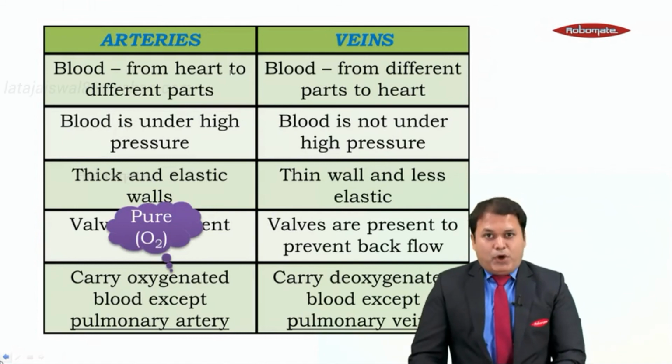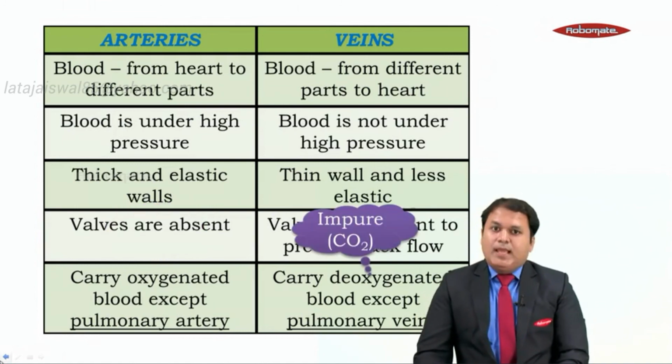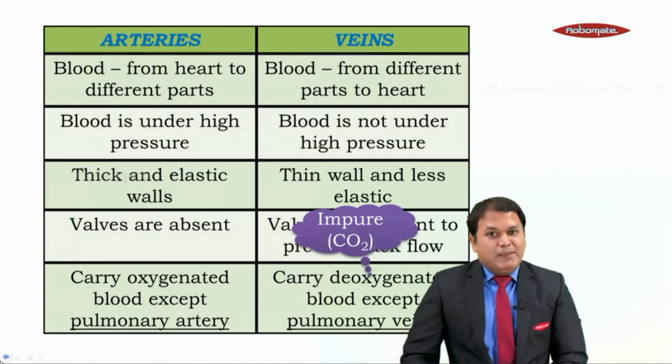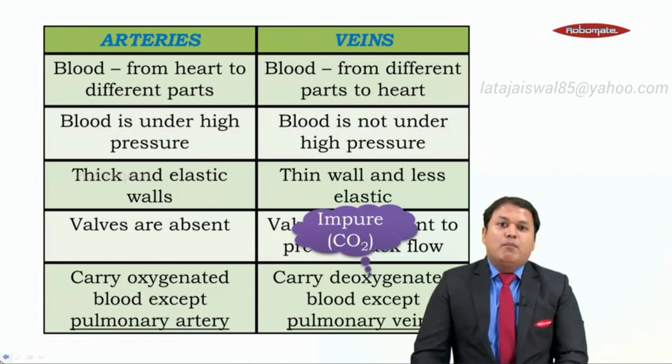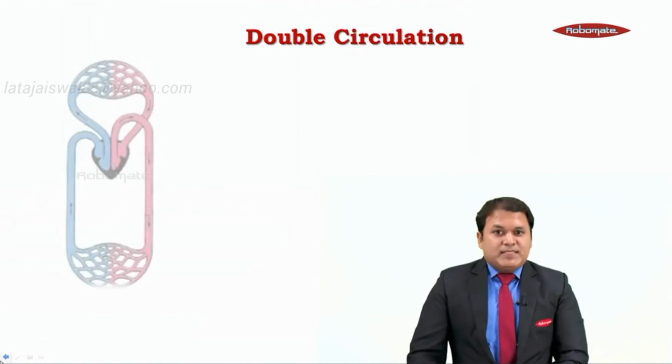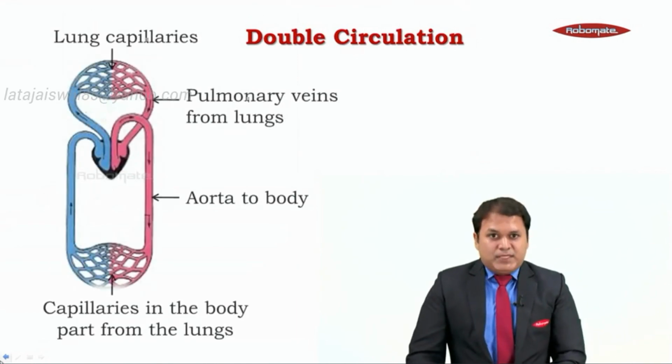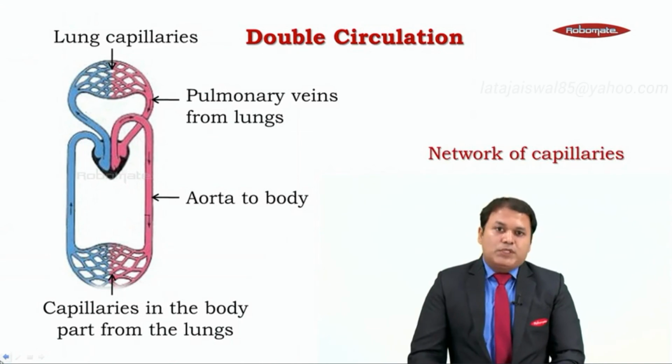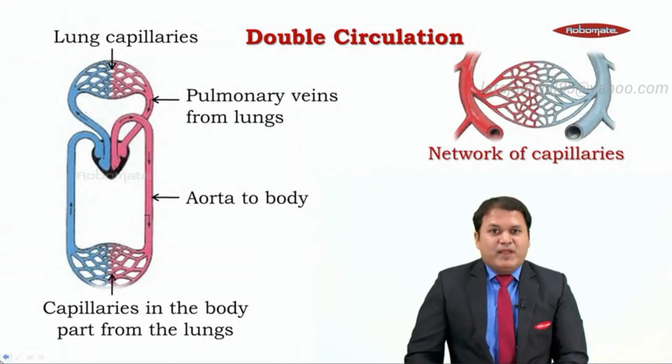Oxygenated blood meaning pure blood which contains oxygen, and deoxygenated blood meaning impure blood, that is the blood containing more of carbon dioxide. Now students, these are the diagrams for double circulation of blood and also the diagram for the network of capillaries.